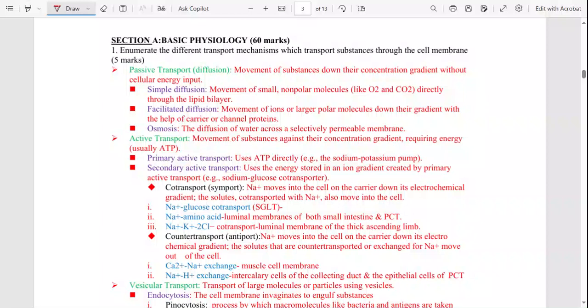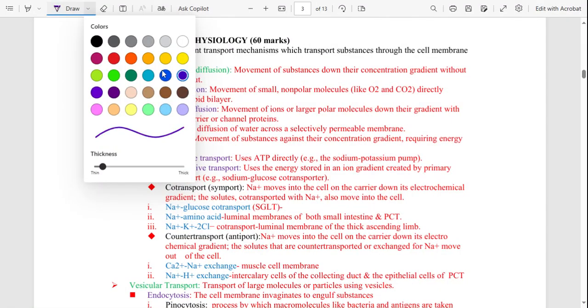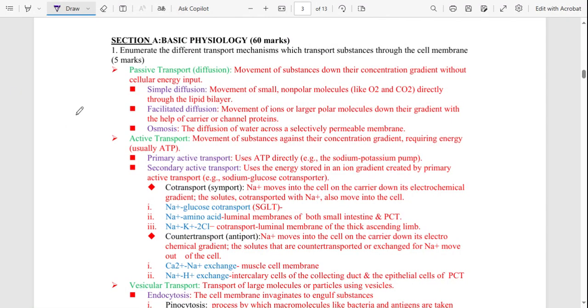Mechanisms which transport substances through the cell membrane. Now, the first thing that you need to understand, for you to even understand how transport happens, is the composition of the cell membrane. The cell membrane is made up of a lipid bilayer. So these are actually phospholipids which I'm drawing. The head is polar, it has got a phosphate, and then the tails are non-polar, they contain fatty acids.